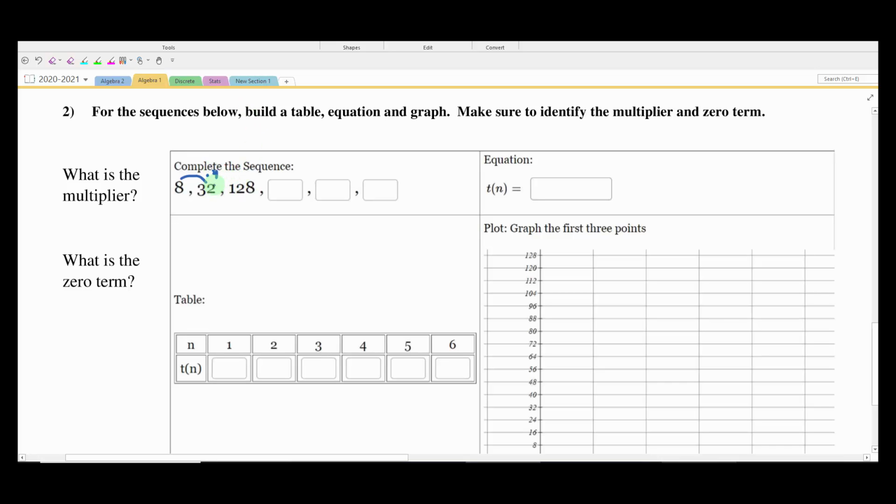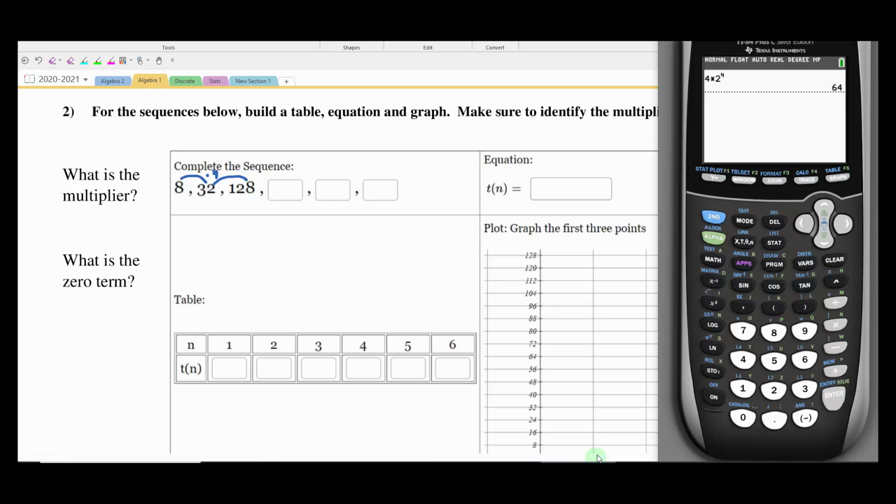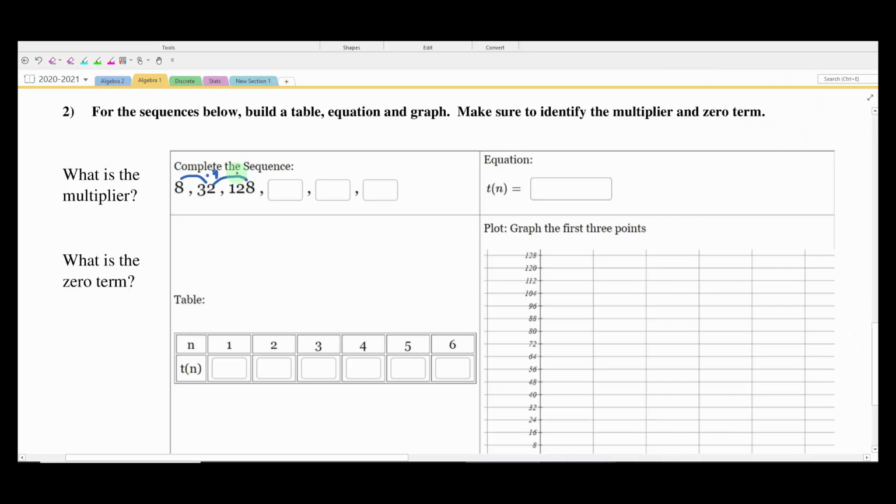The question is, if I multiply by 4 again, would I get the 128? So I'm going to test it out real quick in my calculator. I'm going to do 32 times 4, and sure enough, I get my 128. So it seems like the pattern for the sequence is that we are multiplying by 4, right? So over here where it says, what is the multiplier? Well, that is 4. So we would say B equals 4.